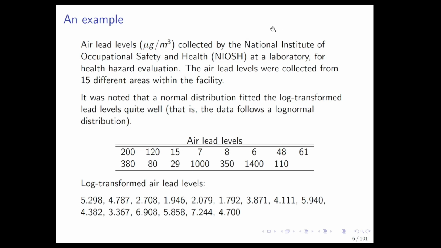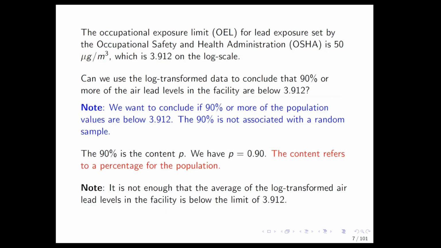Okay, now let's see what we want to do with this data. So I'm going to use this data to motivate what is the content P and what is the confidence level 1 minus alpha associated with a tolerance interval. Now, the Occupational Safety and Health Administration, OSHA, they have specified what is called an occupational exposure limit, or OEL, for lead exposure. That is 50 units. The unit is microgram per cubic meter of air. So on the log scale, this 50 is 3.912. So what this means is, if the lead levels are below this limit, it is reasonably safe. Anything above the limit, above the OEL, is a serious health hazard. So here is the question we want to answer.